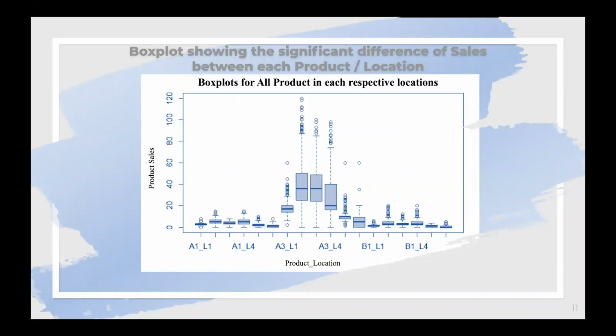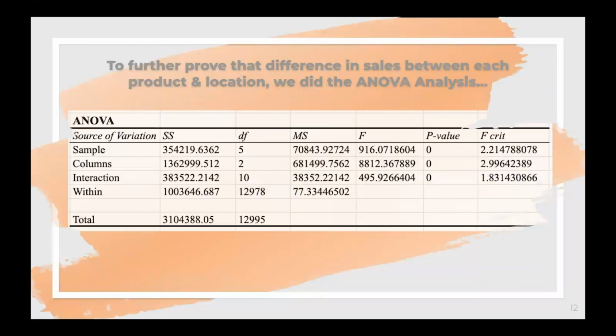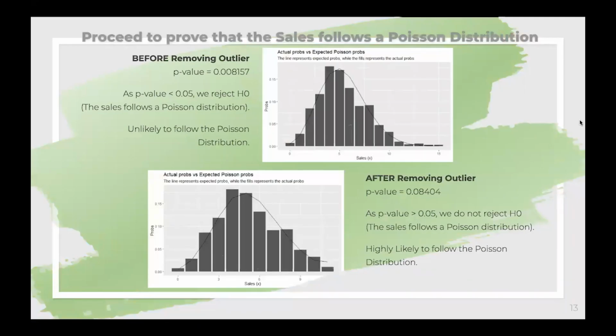Overviewing the sales of each product at different locations, we realize that the sales of different products are quite different. We again did a 2-way ANOVA test to check our point. It shows again that the sales of different products are very different. We then proceed to prove that the sales of all these products follow a Poisson distribution.